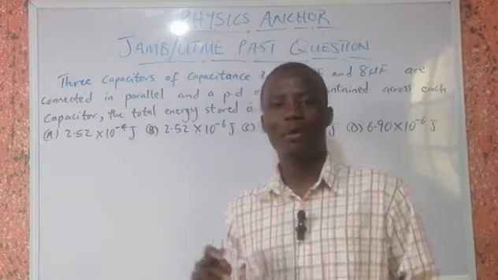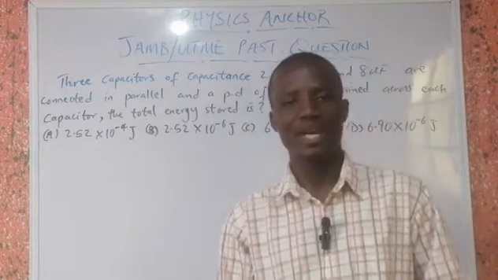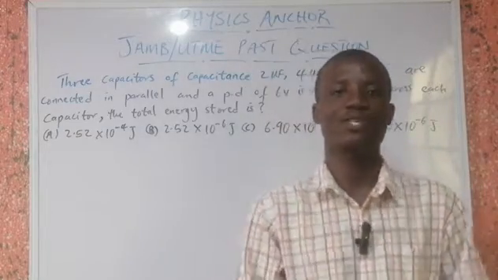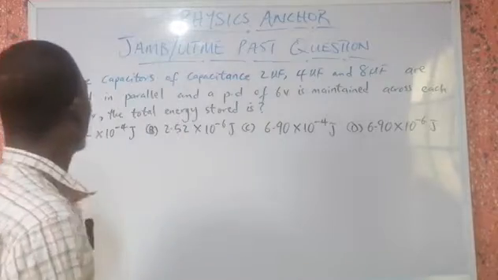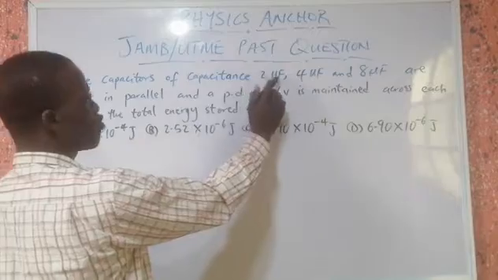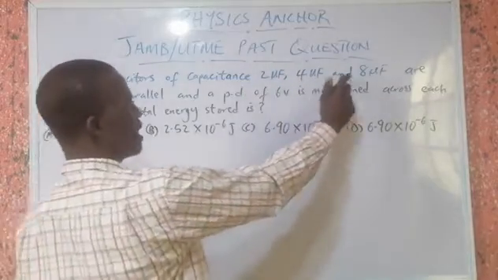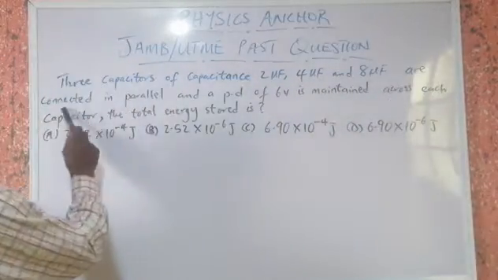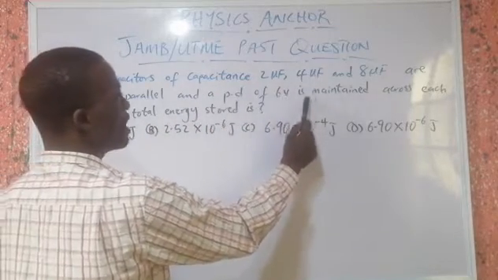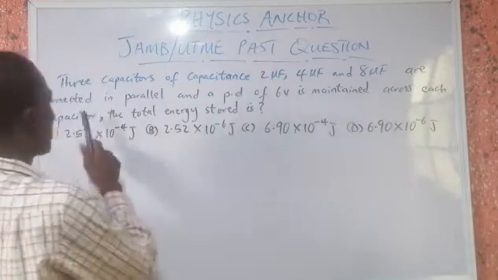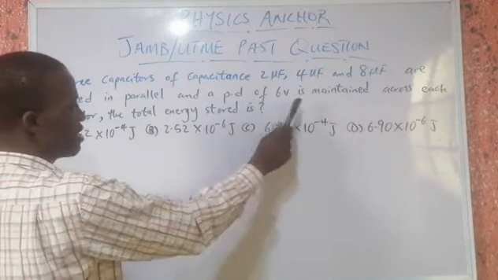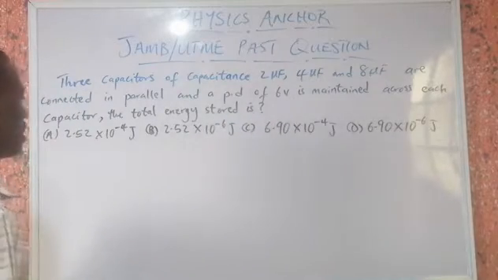We have a JAMB past question on the board being sent by a student. So we want to solve this so that other students also can benefit from this. The question reads thus: three capacitors of capacitance 2 microfarad, 4 microfarad, and 8 microfarad are connected in parallel, and a potential difference of 6 volts is maintained across each capacitor. The total energy stored is dash. So they want us to calculate the total energy stored.